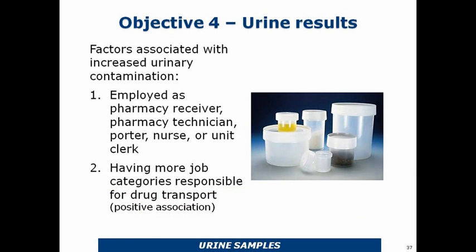In terms of those determinants that were associated with increased urinary contamination, those individuals that were employed as the pharmacy receiver, pharmacy technician, porter, nurse, or unit clerk had higher levels than other job categories. And similar to the surface contamination, where a site had more than one job category responsible for drug transport, they were also associated with higher levels of urinary contamination, and again it is a positive association.